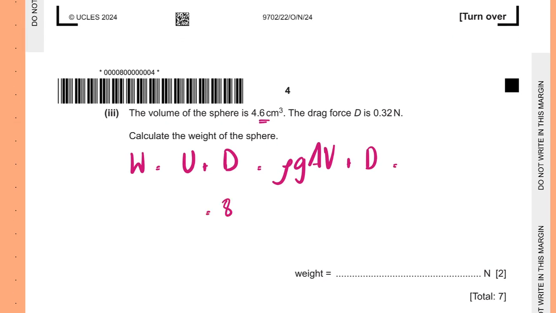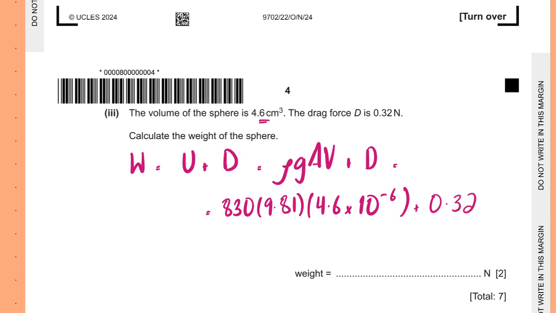Small g is 9.81 and V is 4.6. This is cm cube. So just converting centimeter to meter is multiplication by 10 to the negative 2. Here it's 10 to the negative 2 cubed because we are converting cm cube to meter cube. So that's 10 to the negative 6, plus d, which is 0.32. So this turns out to be, as a total, approximately 0.36 Newton to 2SF.